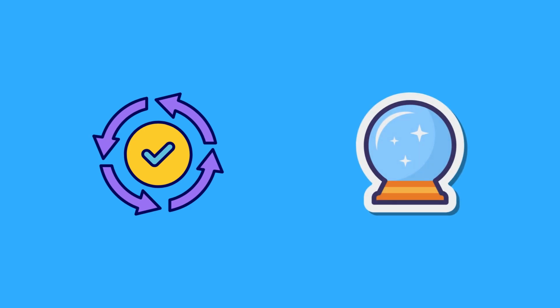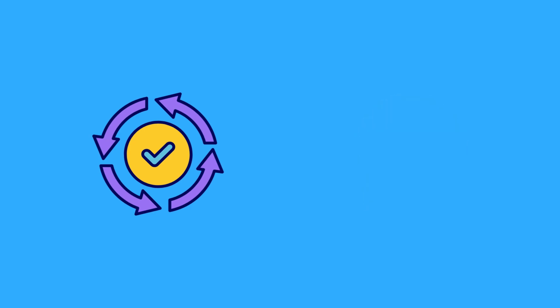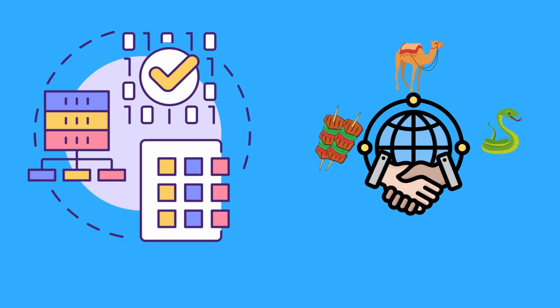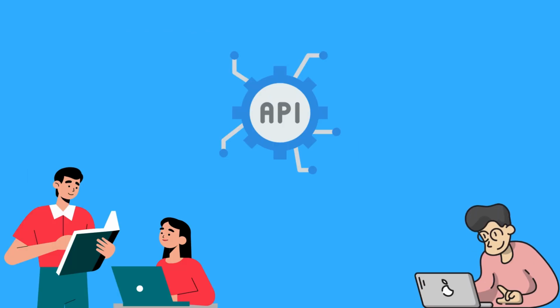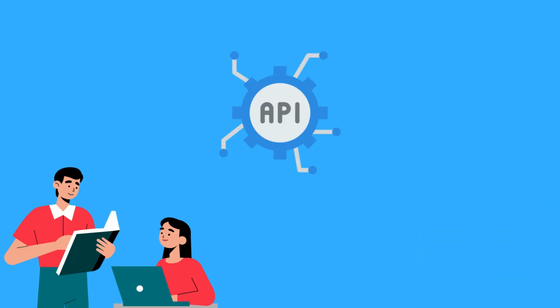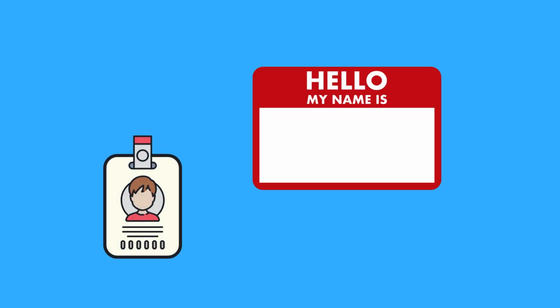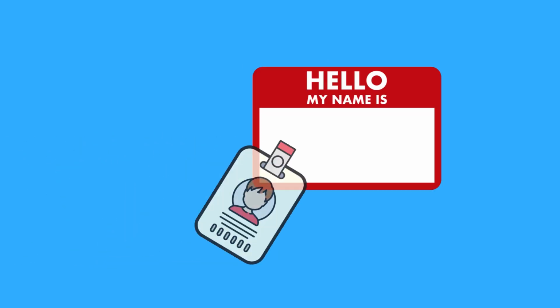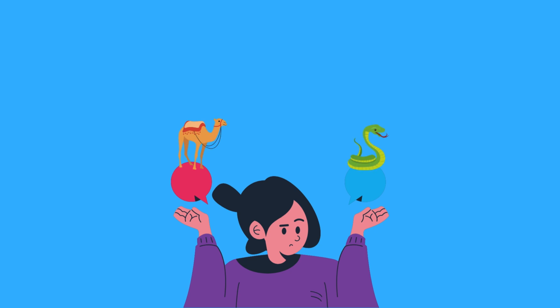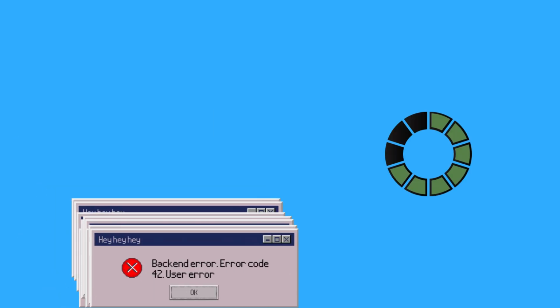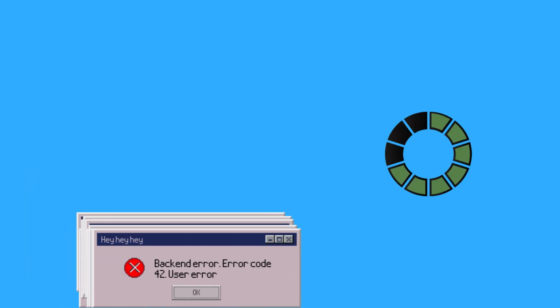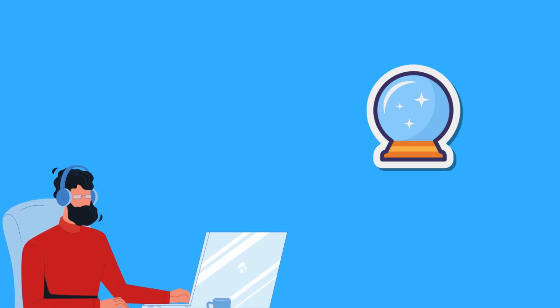Consistency and predictability are key to a good API design. Your API should have a consistent structure and naming conventions. This makes it easier for developers to learn and use your API. For example, use consistent naming for your endpoints and parameters. If you use camel case for one endpoint, don't switch to snake case for another. Also, make sure your error messages and status codes are consistent. If a developer encounters an error, they should be able to predict what the response will look like and how to handle it.